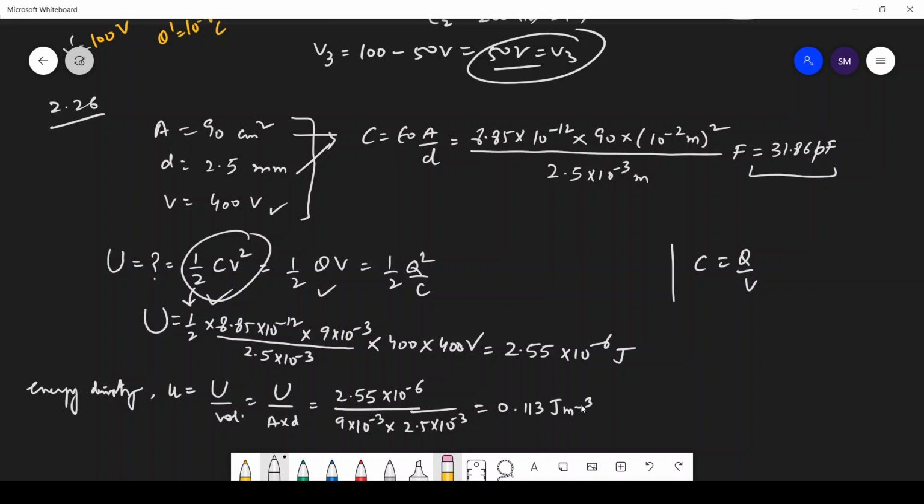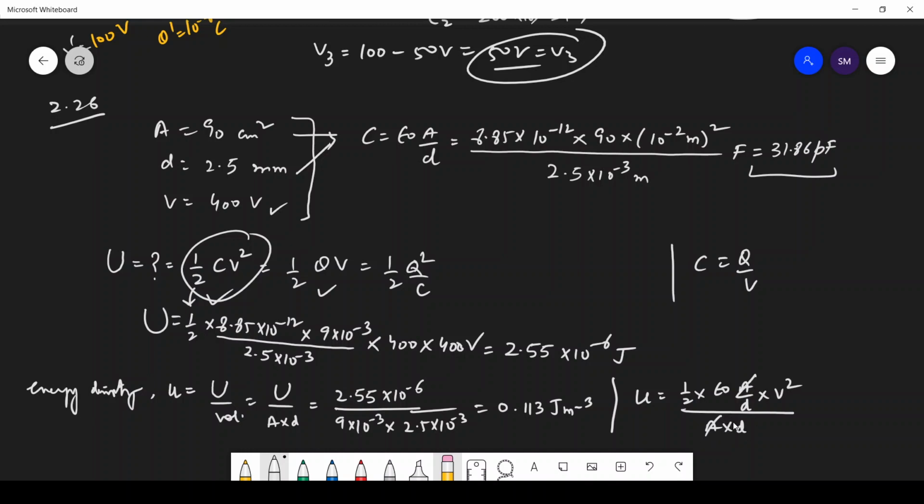Okay, so can we make this a little bit shorter? Is there any other way? Yes, you can solve it algebraically. What is the value of u? u is equal to half into C. What is C? C is epsilon naught A by D, right? Into V square, divided by the volume. What is volume? Volume is A into D. So this A will cancel out.